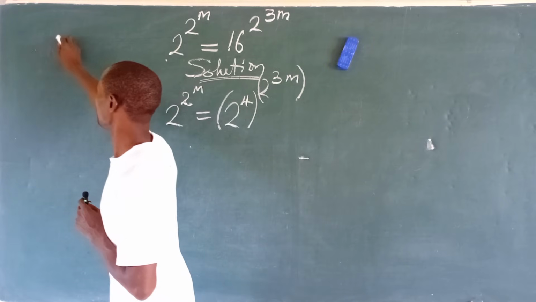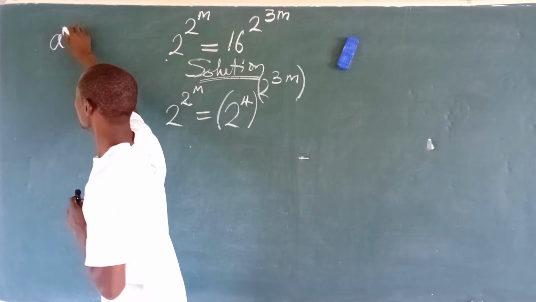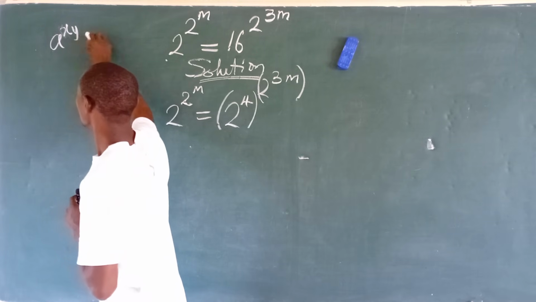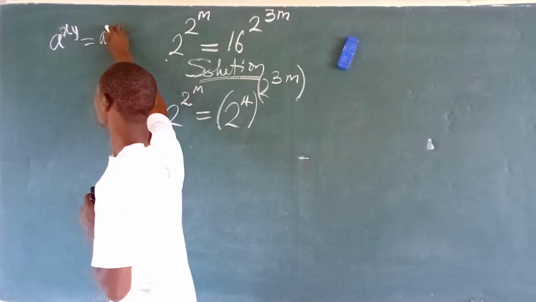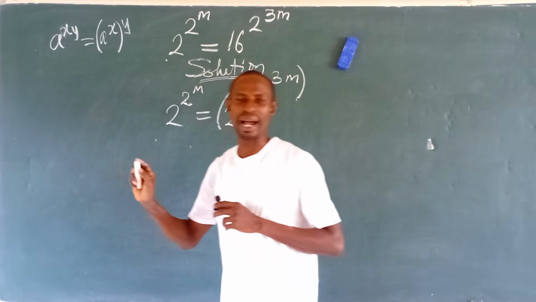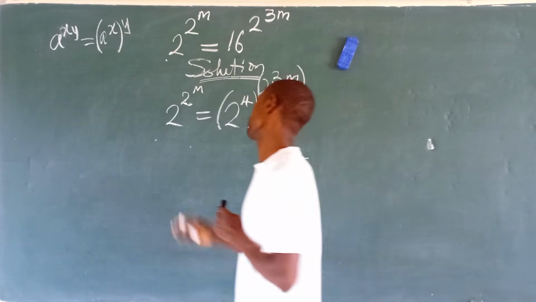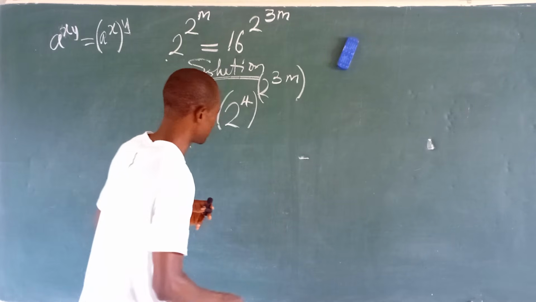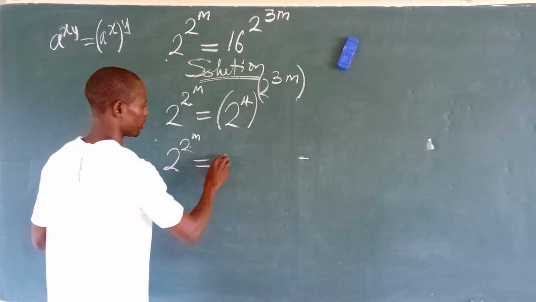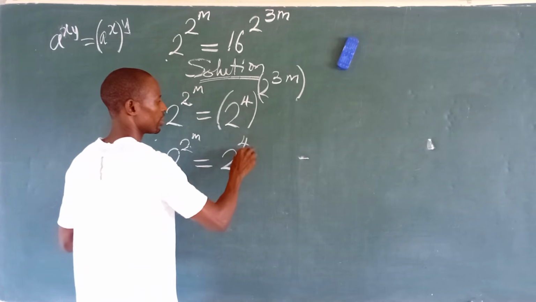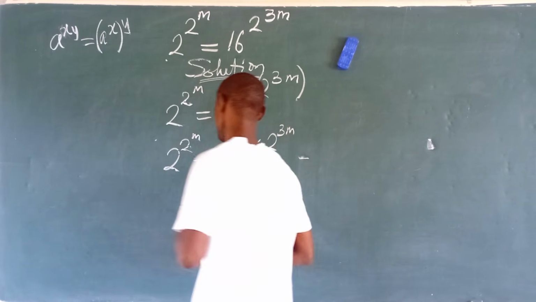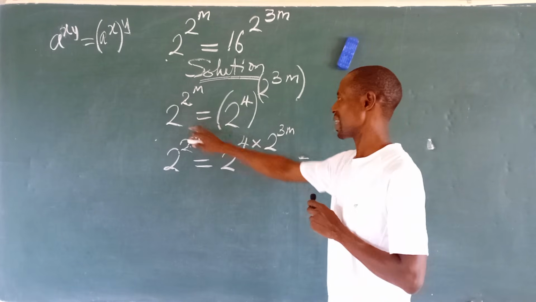The law says that if you have a to the power of x, all raised to the power of y, this is equal to a to the power of x times y, provided x and y are not complex numbers. Here they are not complex numbers, so we can rewrite this as 2 to the power of 2 raised to the power of m equal to 2 to the power of 4 times 2 to the power of 3m. Easy. So the bases are the same, so we can equate the exponents.